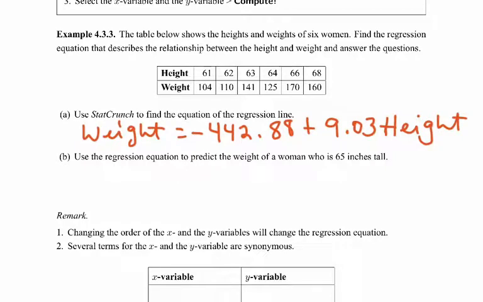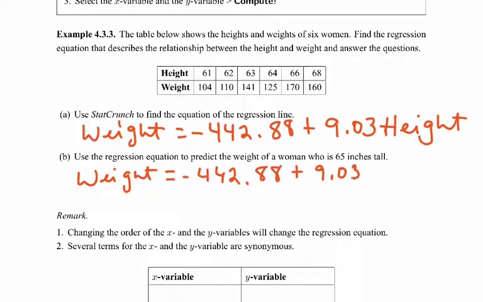Then it says to use the regression to predict the weight of a woman who is 65 inches tall. So get your calculators out and plug in 65 for the height and see what it gives you for the weight. Let me write that out. We have negative 442.88 plus 9.03 times 65 inches.